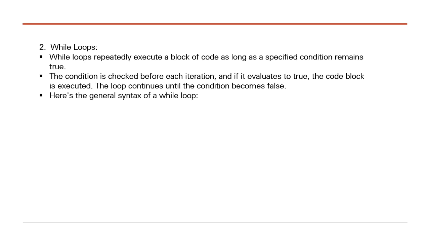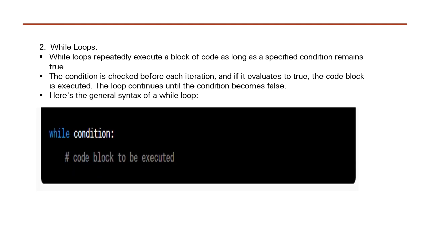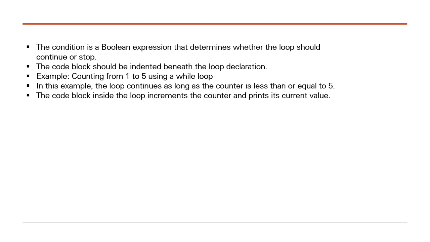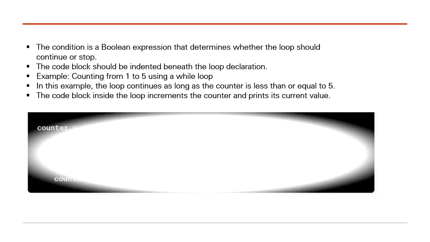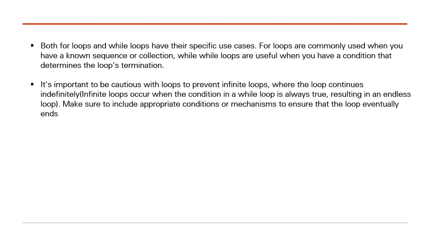The second loop in Python is the while loop. While loops in Python are used to repeat a block of code as long as a specified condition is true. If you give the condition x is less than or equal to 10, then it will repeat the code 10 times, and the 11th time the condition is false and the loop breaks. Let's take an example. As you have seen, I assign the value 1 to the counter and give the condition counter is less than or equal to 5. This loop will run 5 times, and the 6th time the condition is false and it will break the loop.